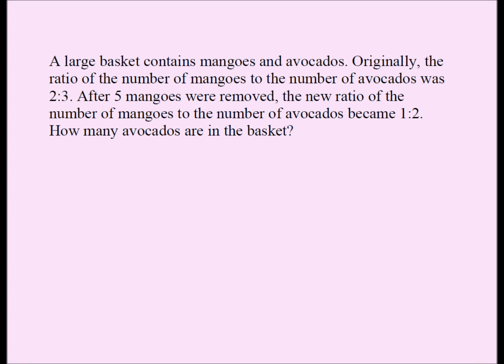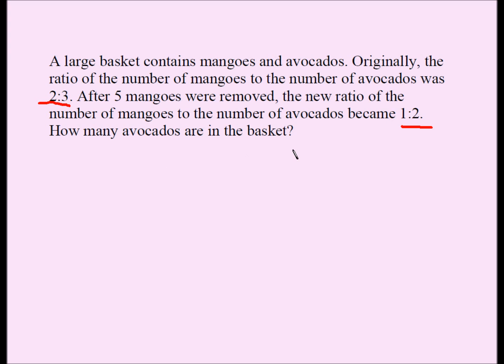Let's read the question. A large basket contains mangoes and avocados. Originally, the ratio of the number of mangoes to the number of avocados was 2 to 3. After 5 mangoes were removed, the new ratio of the number of mangoes to the number of avocados became 1 to 2. How many avocados are in the basket?